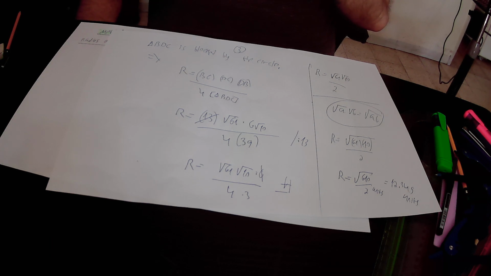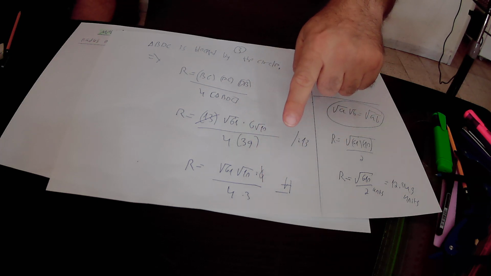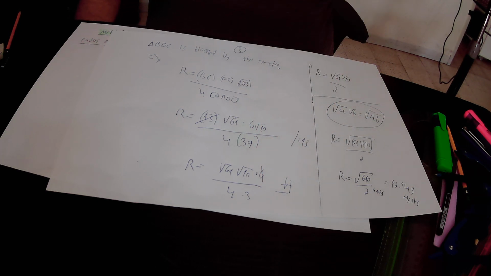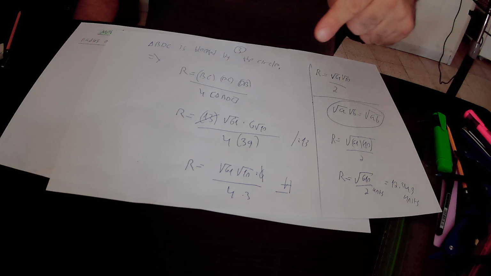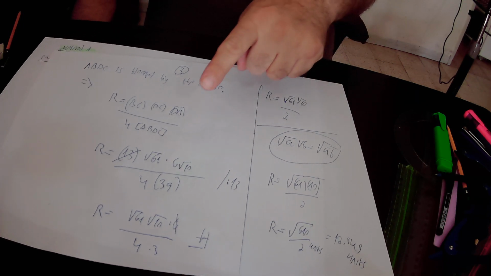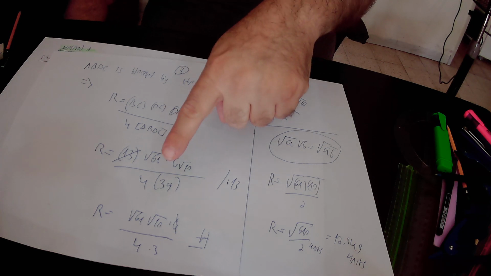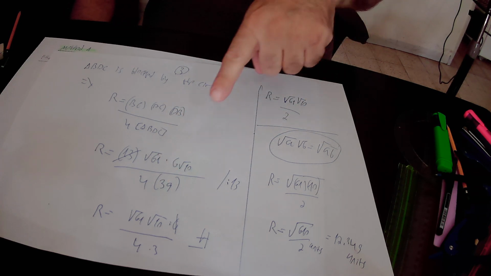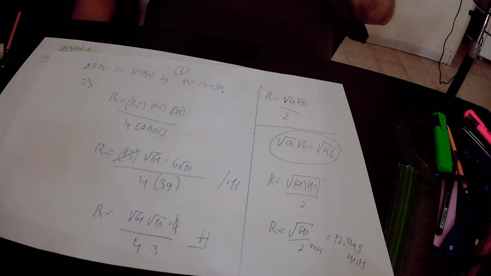Then we divided both the numerator and the denominator of this expression by 6. 6 over 6 is 1, so 6 will get cancelled. In the denominator we have 4 times 3, that is 12. So 12 over 6 is 2. So in conclusion, we found out that the radius of the circle that circumscribes triangle BDC equals square root of 61 times square root of 10 over 2, because 12 over 6 is 2.